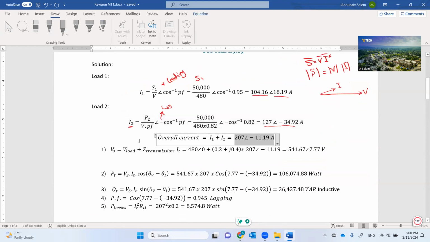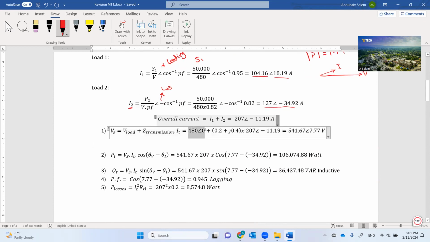Vs equals V load plus Z transmission line times I total. V load equals 480 angle 0, and this is the impedance of our transmission line times the current that we have calculated. So you will get the voltage 541 at angle 7 degrees. Now guys, if we compare this angle, if this is 0, this is V load.